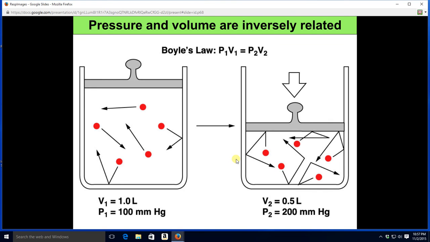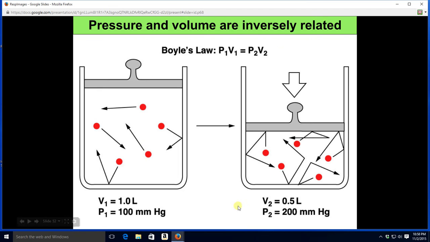Let's talk about the relationship between pressure and volume. Okay, so here I got a container. I got 5 gas molecules. The gas molecules are constantly bashing against the walls of the container. They're exerting pressure on the walls. Remember, pressure is force divided by area.